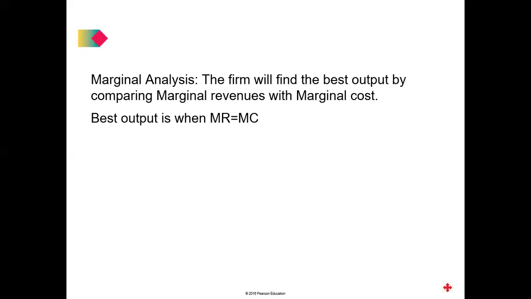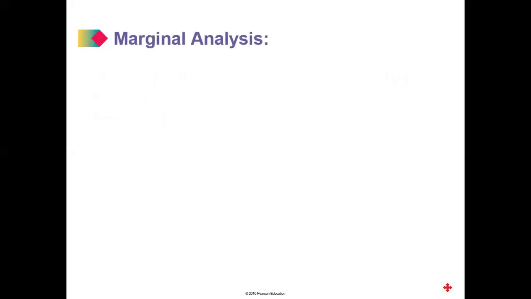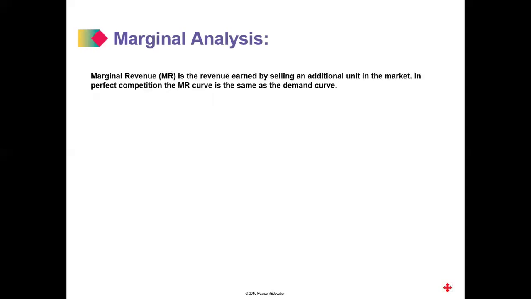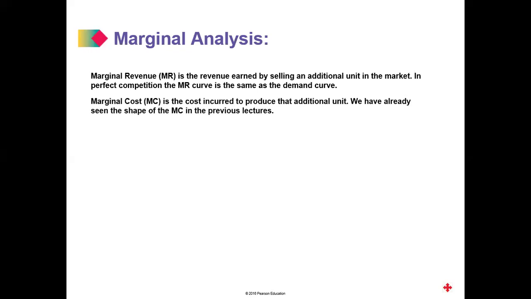Now we are going to briefly review the concepts of marginal revenue and marginal cost. What is marginal revenue? Marginal revenue is the extra revenue earned by selling an additional unit in the market. Alternatively, you can say that marginal revenue is the change in total revenue when you sell one more unit of a product. In perfect competition, the marginal revenue curve is the same as the demand curve.